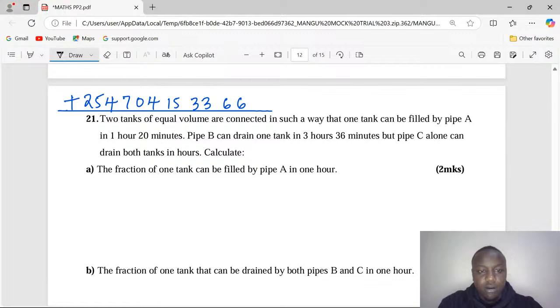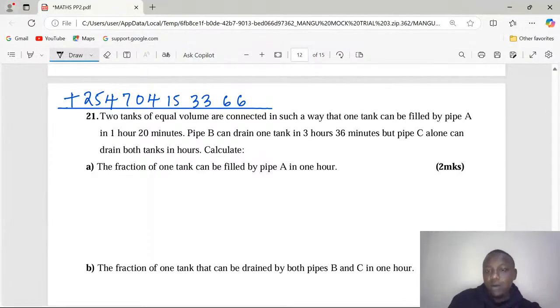Two tanks of equal volume are connected in such a way that one tank can be filled by pipe A in 1 hour 20 minutes. Pipe B can drain one tank in 3 hours 36 minutes, while on the other side, pipe C can drain both tanks in 6 hours. Calculate part A, the fraction of one tank that can be filled by pipe A in 1 hour.